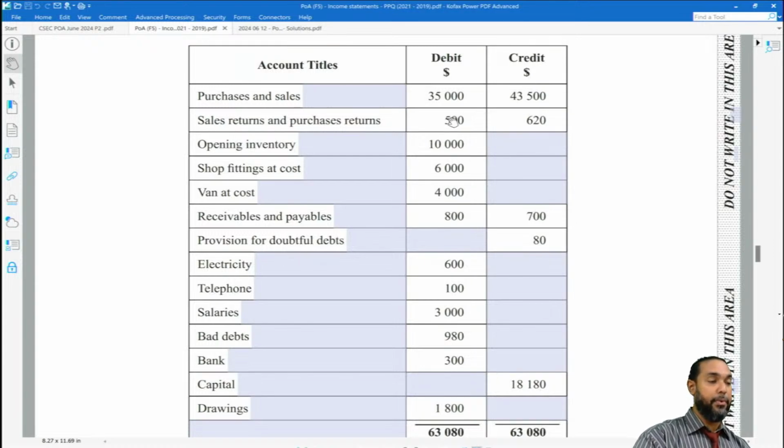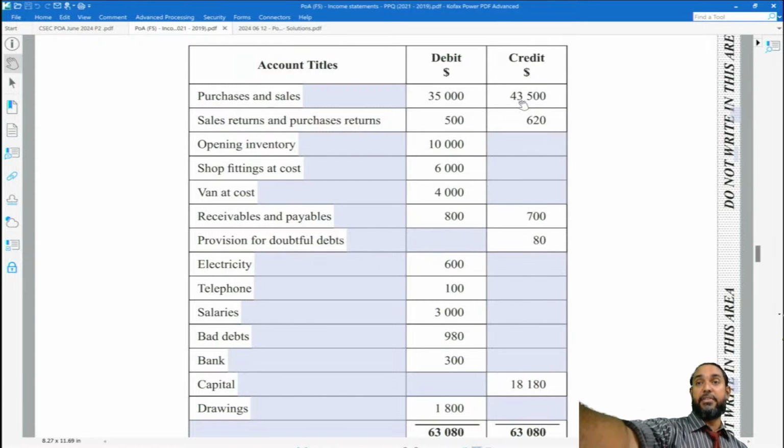Next one, sales returns and purchases returns. In the same order, sales returns here, purchases returns. But how do we know that? Because sales returns is when people send back goods to you, right? If you sold, let's say, $100 worth of goods, and somebody sent back 20 worth of goods, it means that you didn't really make 100 because you had to refund the people. So you only made 80. So the sales returns figure of 500 has to be subtracted from the sales figure.